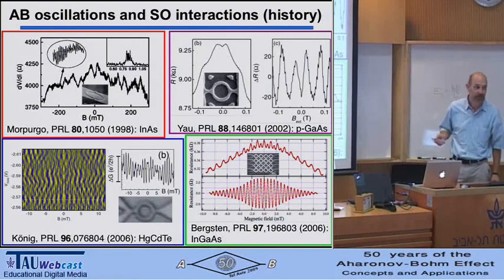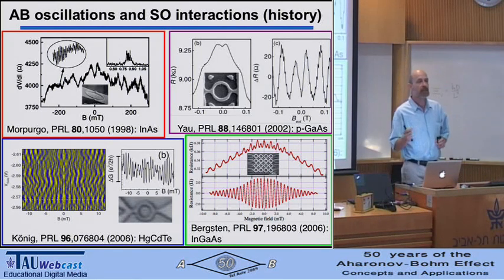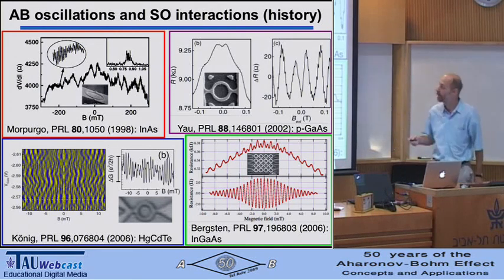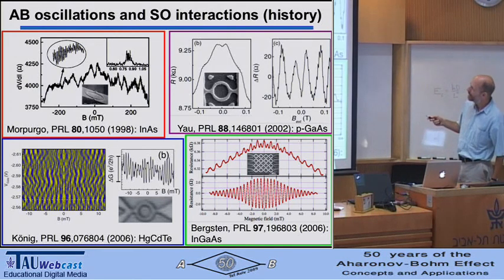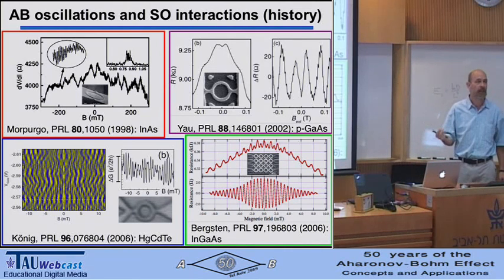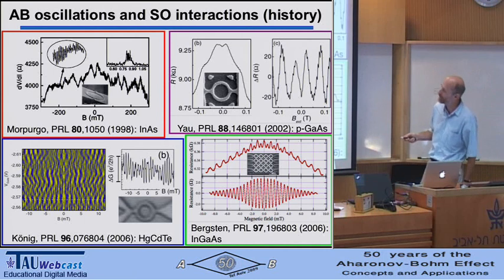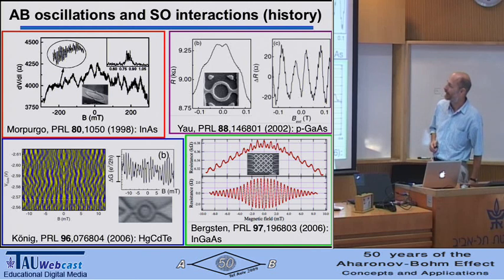This, for example, is electrons in indium arsenide. Indium arsenide is a material that provides very strong spin-orbit interaction in the conduction band. This is holes in gallium arsenide, and we will come back to that. Holes generally have a much stronger spin-orbit field than electrons. Here is another example in a 2,6 semiconductor, and here is an example in an indium gallium arsenide sample.